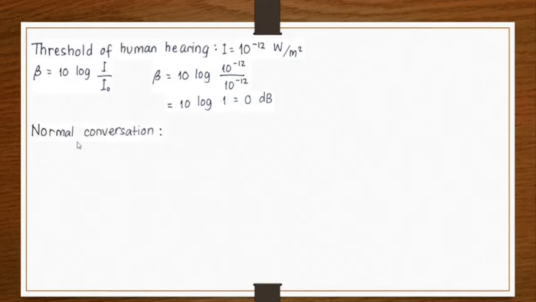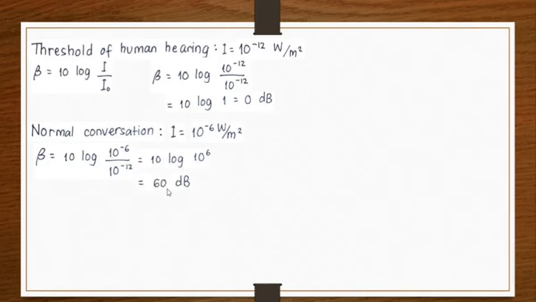Another example. For a normal conversation, the intensity of sound is 10 to the power of minus 6 watt per meter squared. So when we want to state this in decibels, we use the equation β equals 10 times the log of the intensity, 10 to the power of minus 6 over 10 to the minus 12. So it will be equal to 10 multiplied by the log of 10 to the power of 6. It is equal to 60 decibels. And for the threshold of pain, the intensity is 1 watt per meter squared.